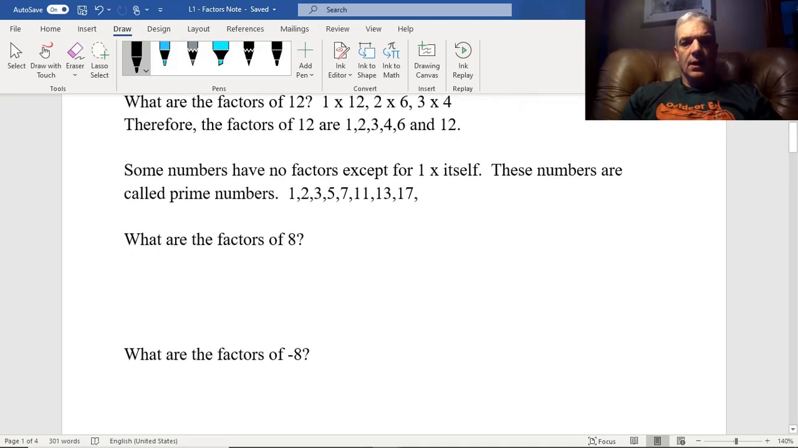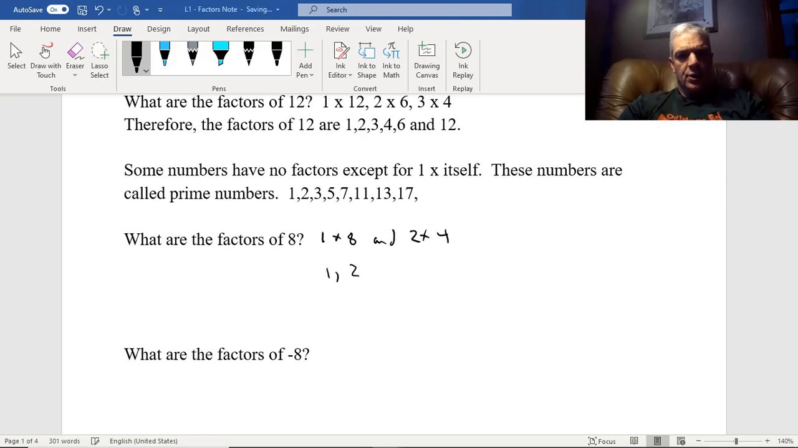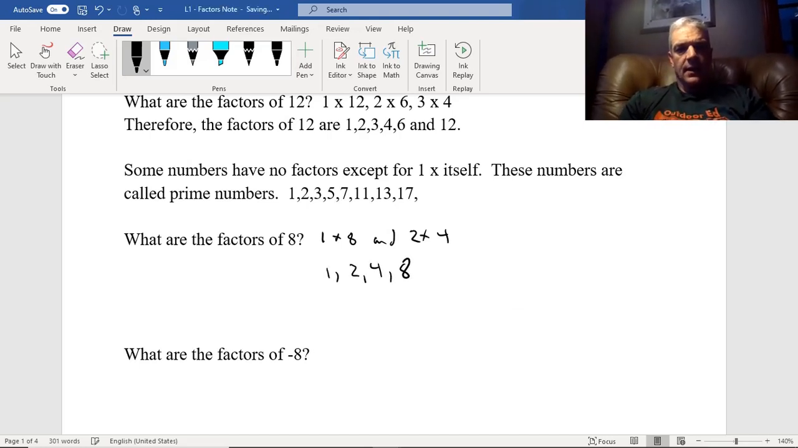Factors of 8. Well, what we do is we say 1 times 8 and 2 times 4 are both multiplications that are factors of 8. And so therefore the factors of 8 are 1, 2, 4, and 8 itself.